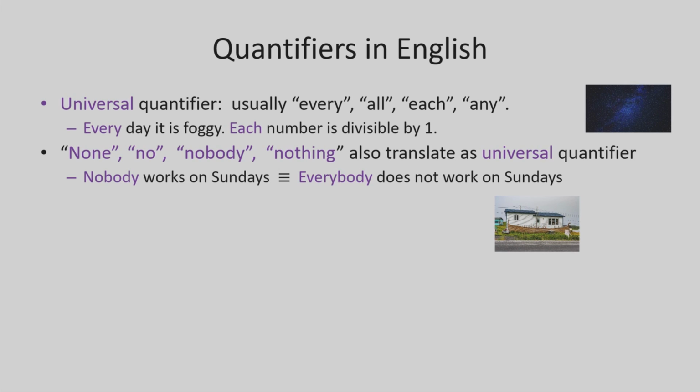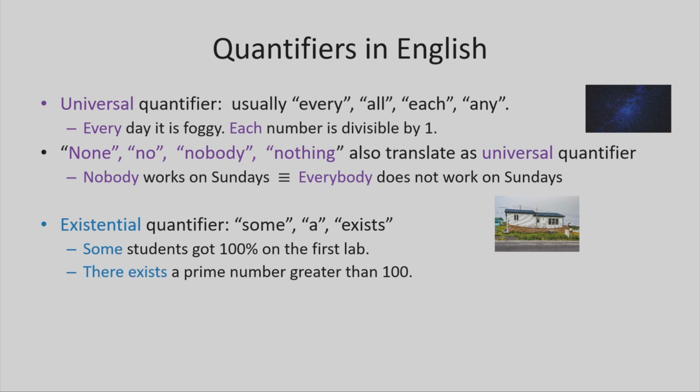So none is not a negation of every. Negation of every is some. None is just as universal as every. Okay, so which words would we use for existential quantifier? The word some is probably the most indicative. Some students got 100% on the first lab. That means that there is at least one student who got 100% on the first lab.